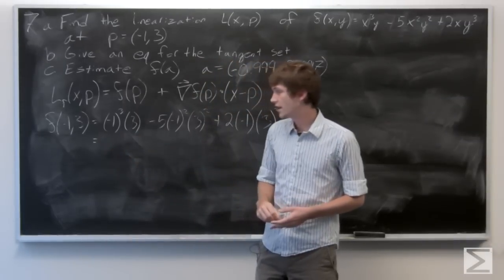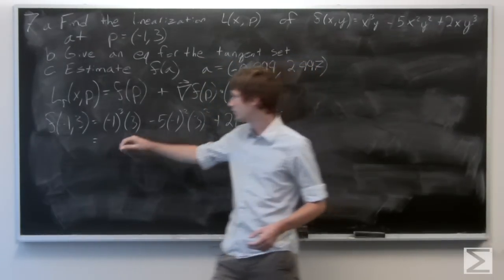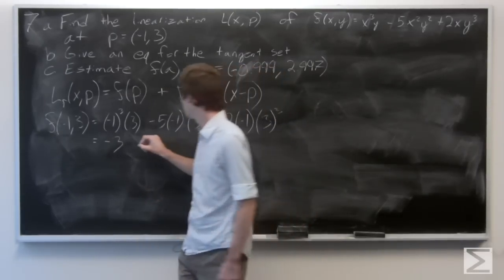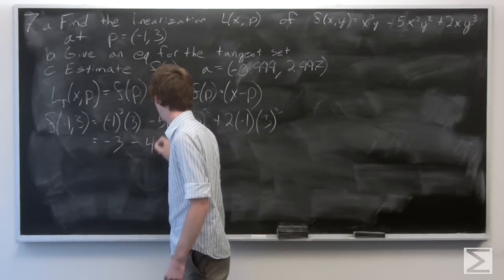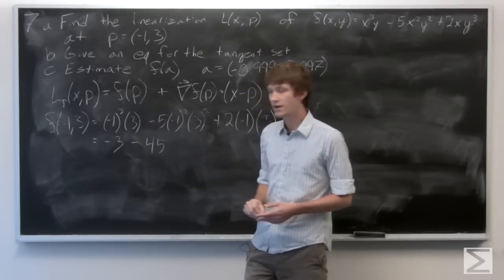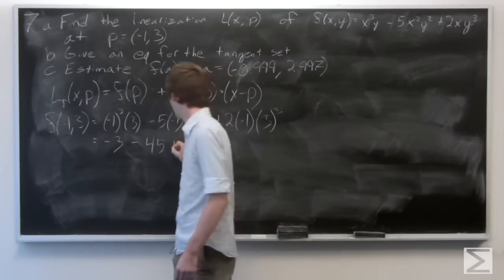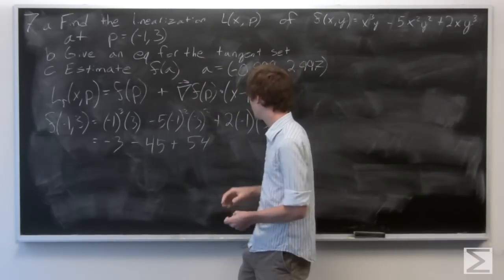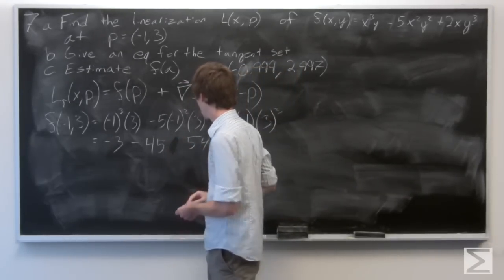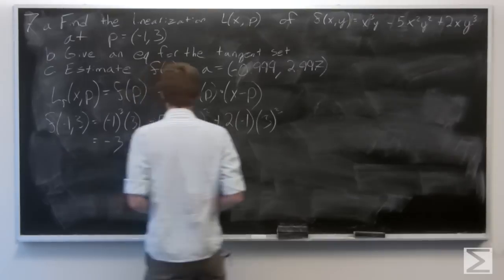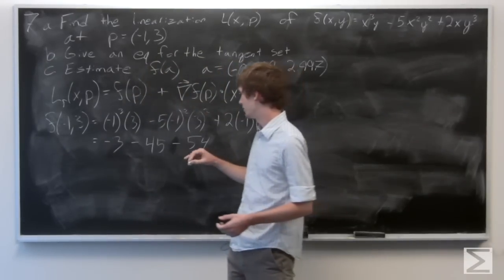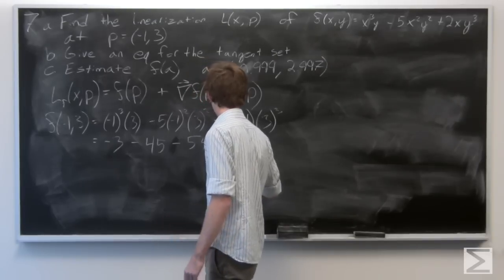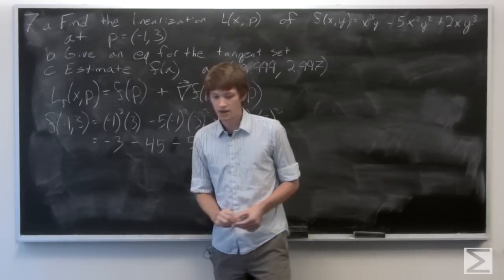So we find that f(−1, 3) is equal to −3 − 45 + 54 − 54, which is equal to −102.